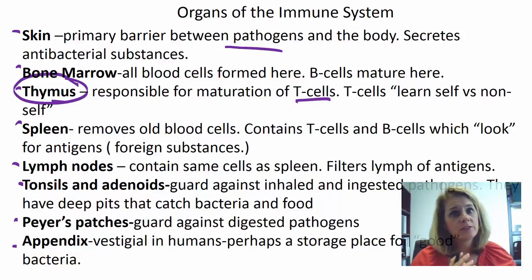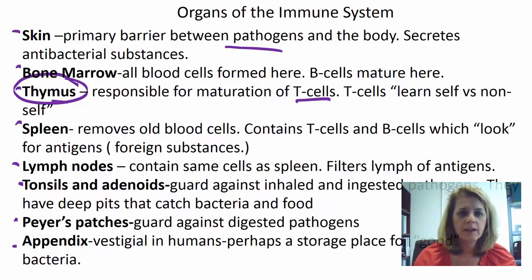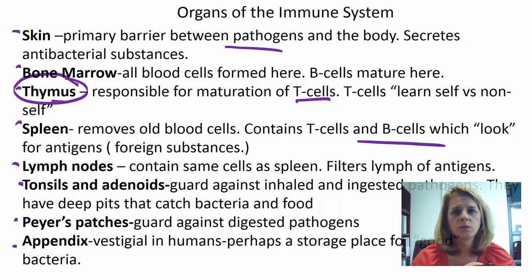Your spleen, remember, has two functions. One is to get rid of old blood cells. But the other one is a place for T cells and B cells to hang out and look for things. Remember, I call those the watchtower areas. Lymph nodes are also a watchtower. It's where macrophages and B cells and T cells are filtering out those antigens, marking them to be destroyed.